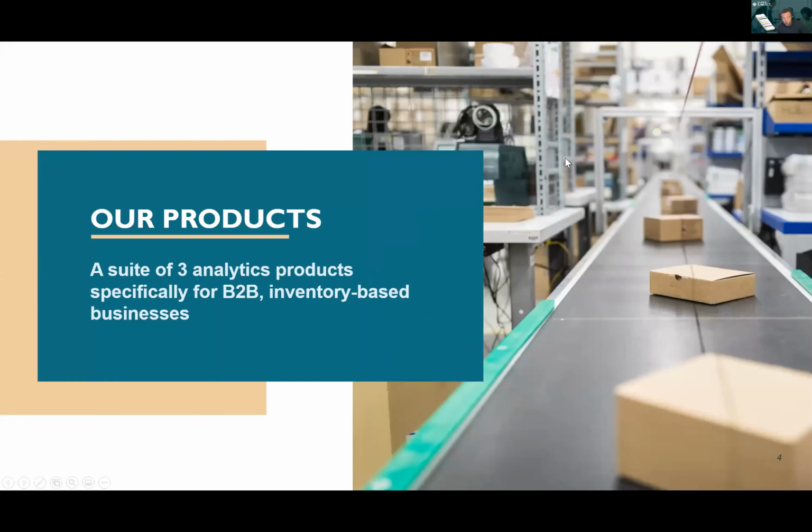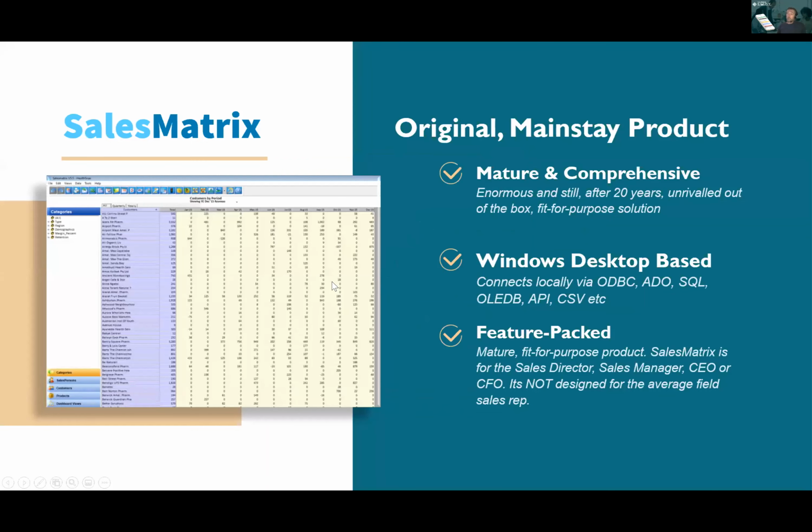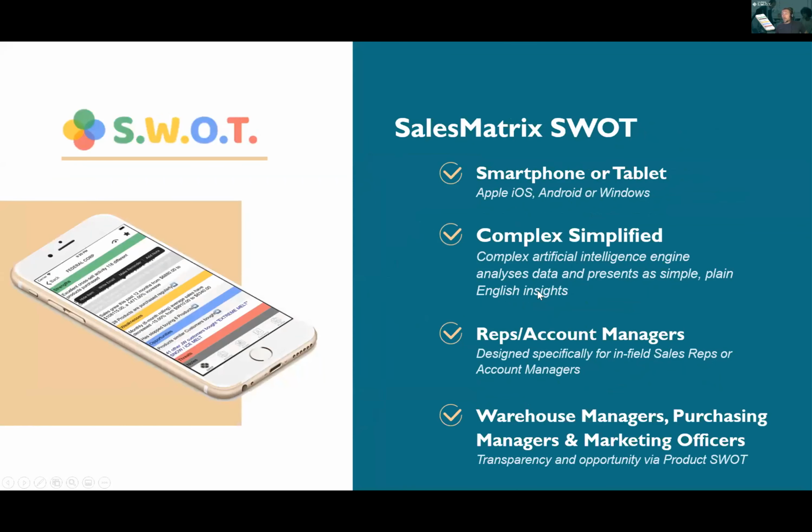Just very briefly, it was covered yesterday. For those who missed it, there are actually 3 products in the stable. SalesMatrix, which is what today's all about, is the product that is our mainstay. It's been developed over a period of 20 years, and it's a very comprehensive solution. We also have our latest product, which is SalesMatrix SWAT. It's a mobile app designed for reps.